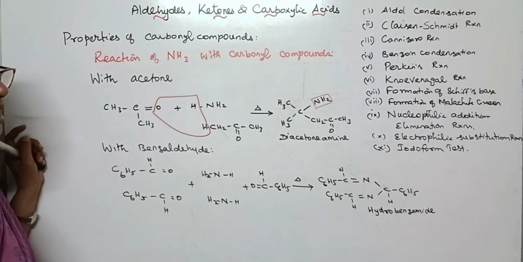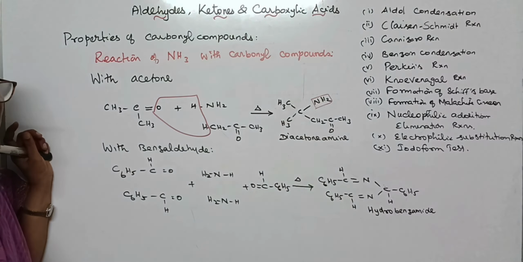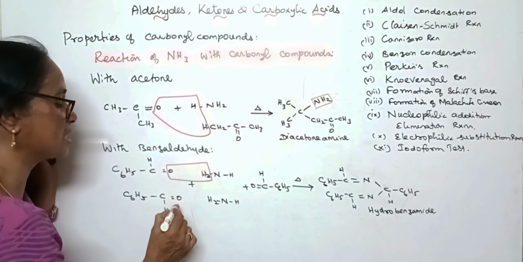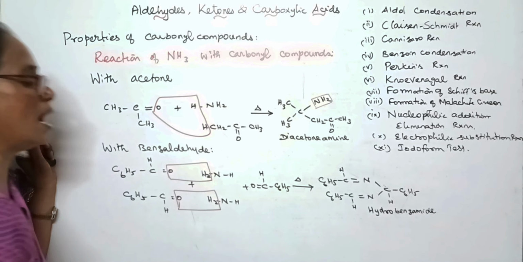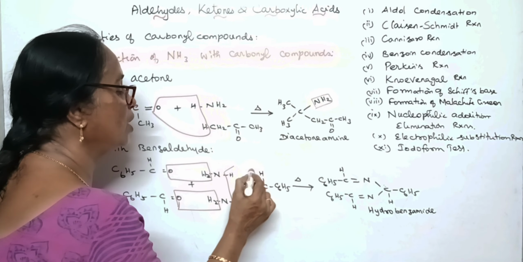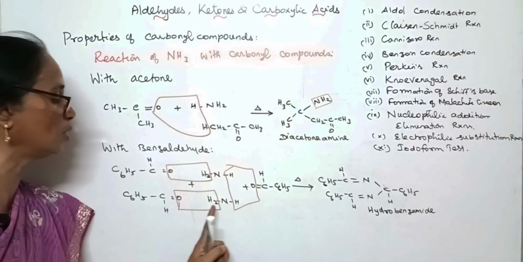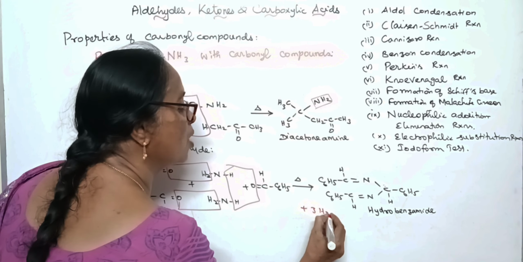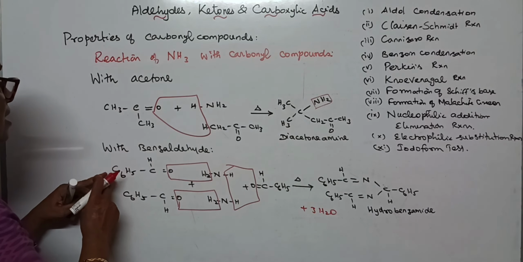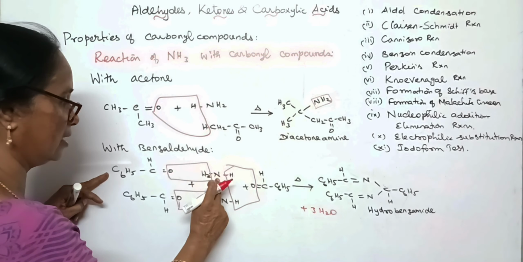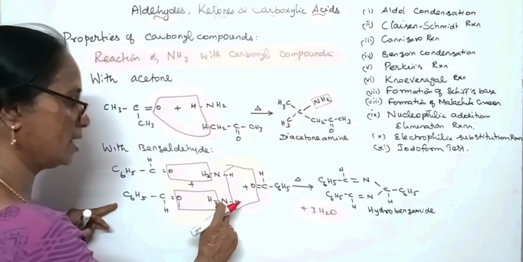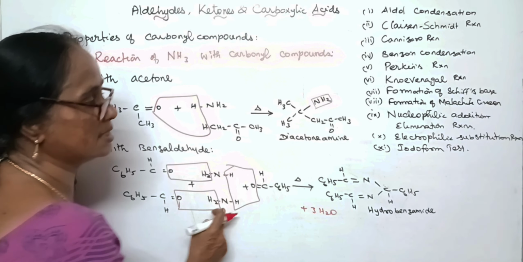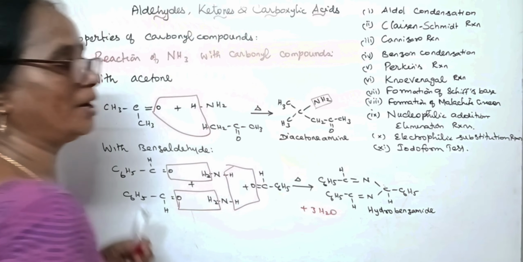With benzaldehyde, 3 molecules of benzaldehyde are taken with 2 molecules of ammonia. You will find there is condensation between the aldehyde and the amine, and we get hydrobenzamide. Here 1 molecule of water, here 1 molecule of water, H2O. So there is a loss of 3 molecules of water, resulting in C6H5CH=N, C6H5CH=N, and the carbon with the double bond links with both nitrogen atoms, so we get hydrobenzamide as the product.